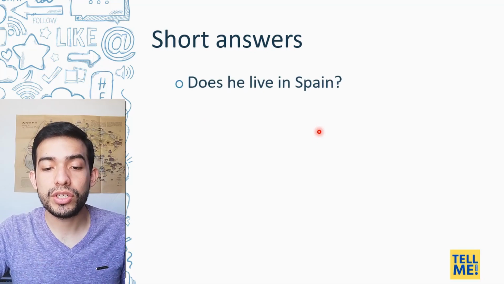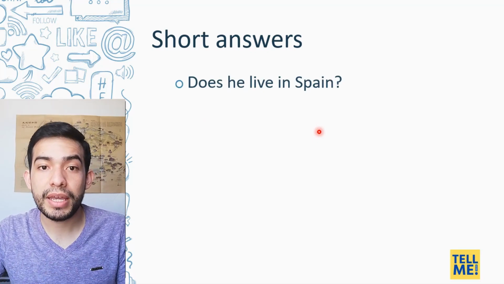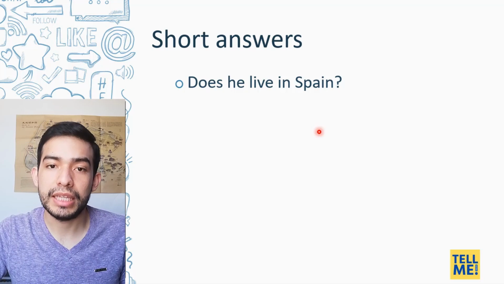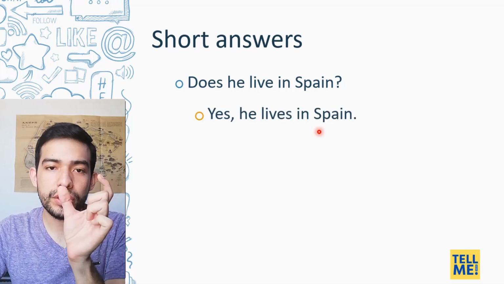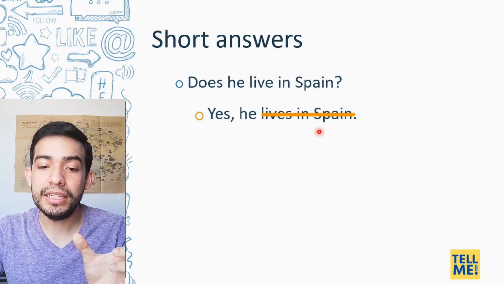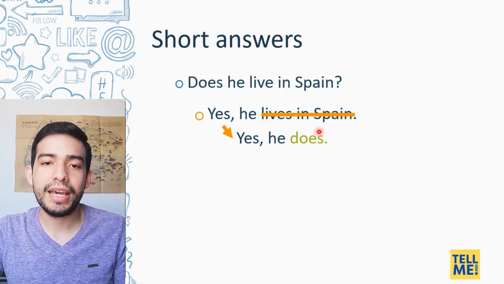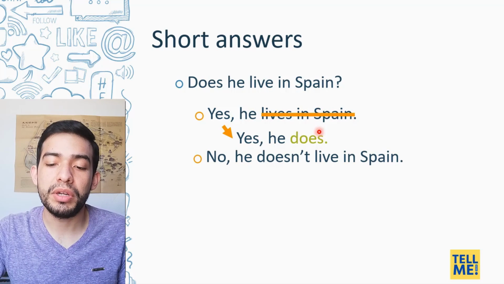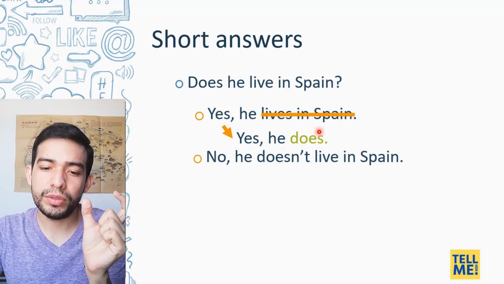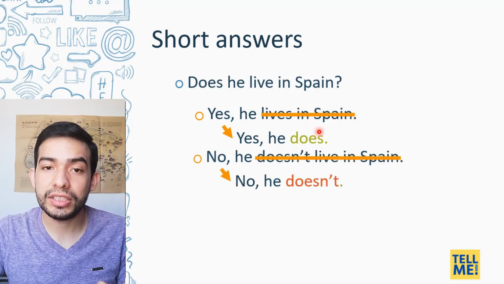So if we have a question which is, does he live in Spain? We can say, yes, he lives in Spain. Or shorter, we can just say, yes, he does, right? Remember, he does. If the answer is no, we can just say, no, he doesn't live in Spain. Or shorter, we say, no, he doesn't.